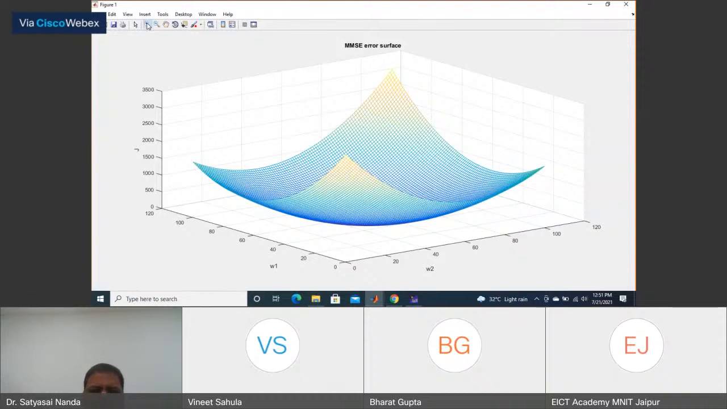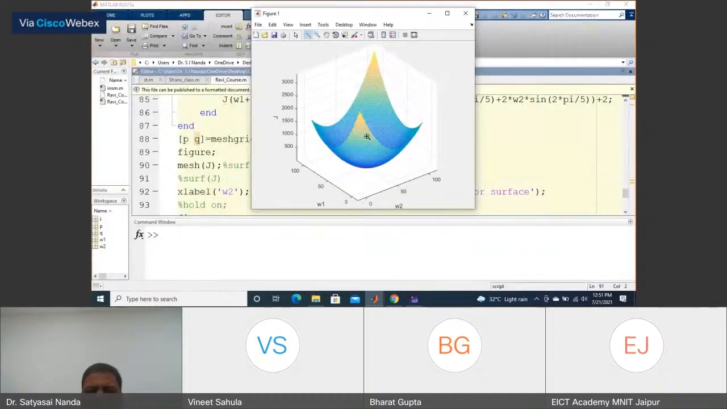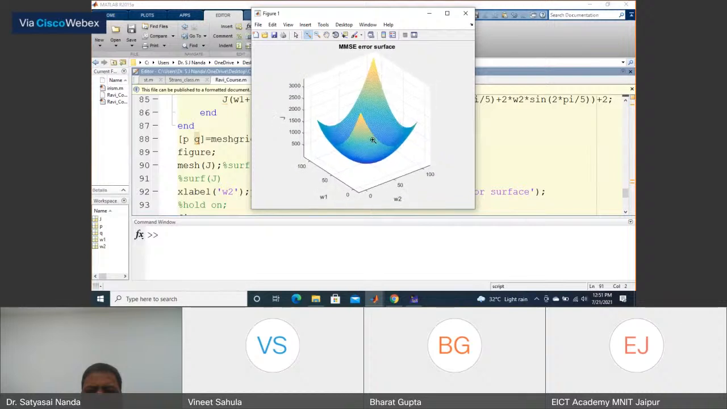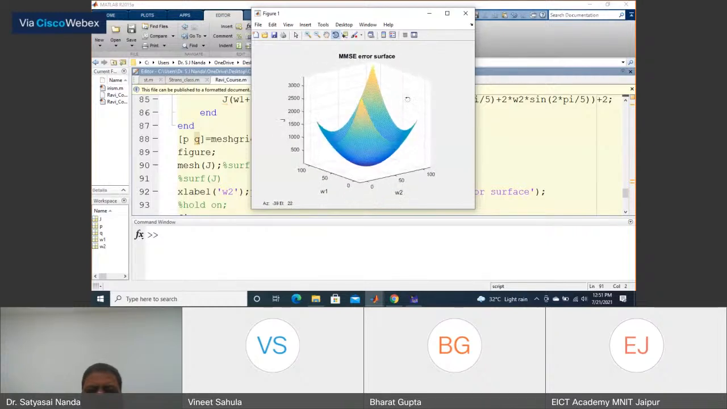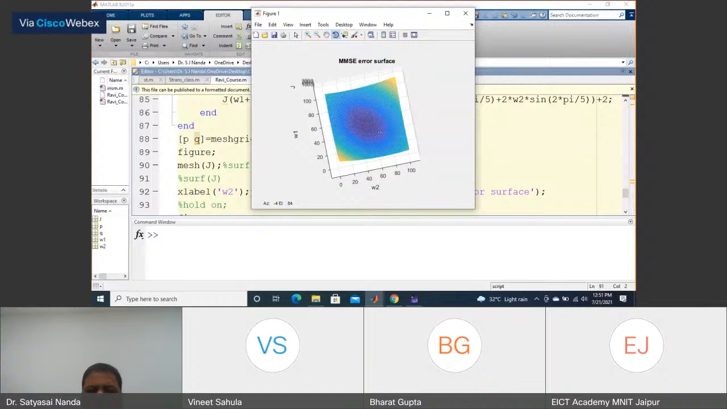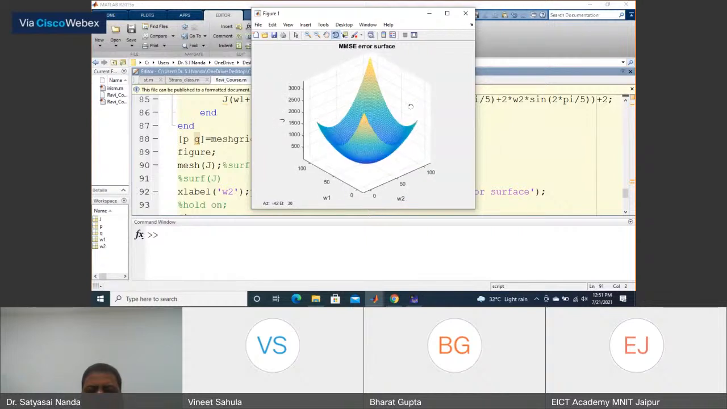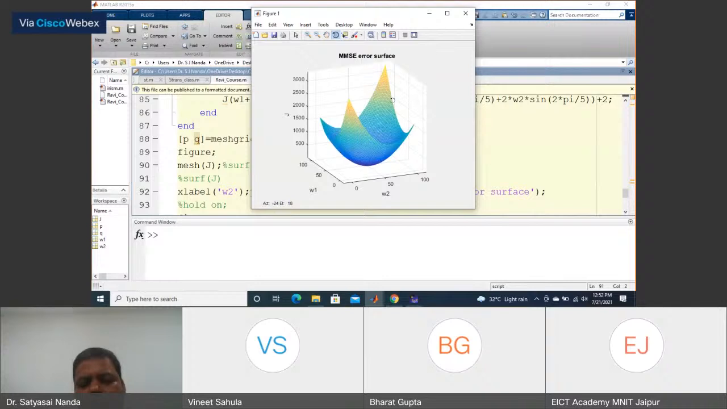You can have a look at this 3D plot, and you can visualize it from various views also. You can rotate it in 3 dimensions, and you can observe its characteristics from various angles. So this is the surface with one minimum at 0, 0. This is the 3-dimensional error surface plot of mean square error for a particular model.